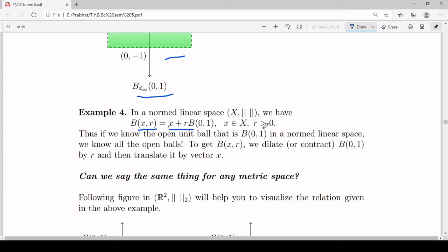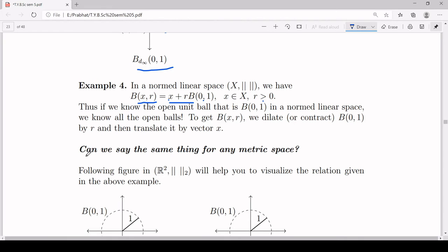If r is greater than 1, your open unit ball will be magnified, or you say dilated. If r is less than 1, your open unit ball will be contracted. Now here one question arises. Can we say the same thing for any metric space? That means, in any metric space, can you say B(x, r) is equal to x plus r times B(0, 1)?